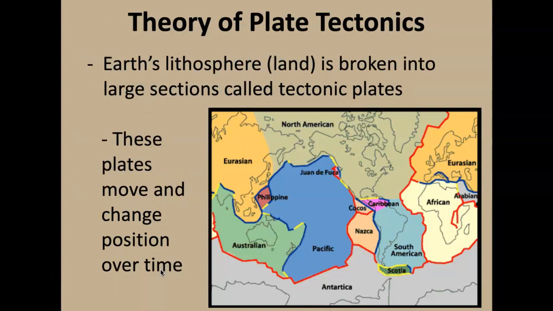Plate tectonics. Plate tectonics just says that Earth's crust is broken into large sections, and these large sections are called tectonic plates. Each of these tectonic plates is going to cover varying amounts of land, but it will allow for the continents to move. Most of the plates do have at least a section of continent on them. As you can see, the North American plate has North America on it. The Australian plate has Australia. So there's varying amounts of land or continent on each of these plates.